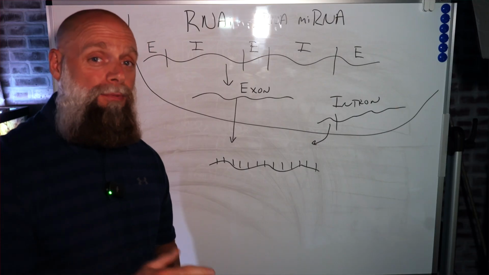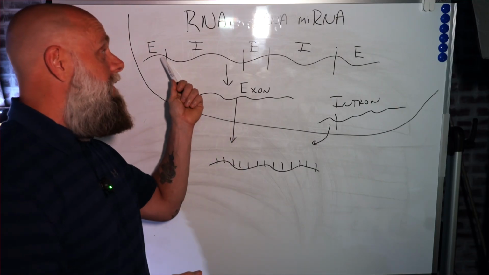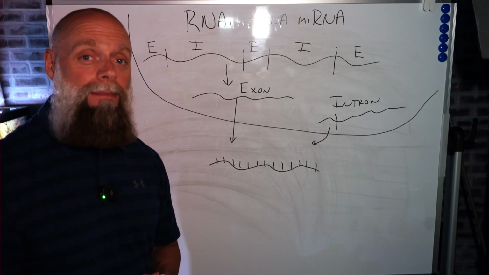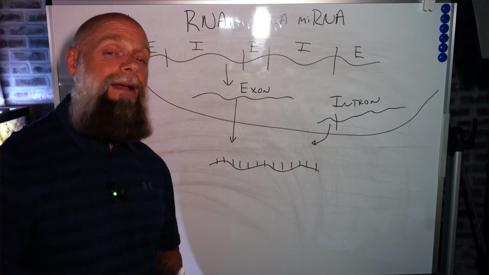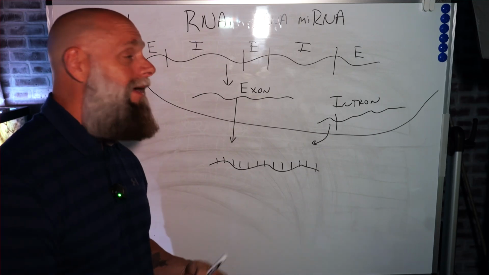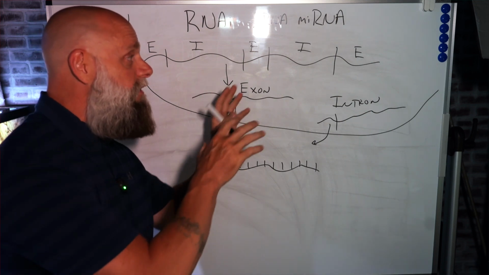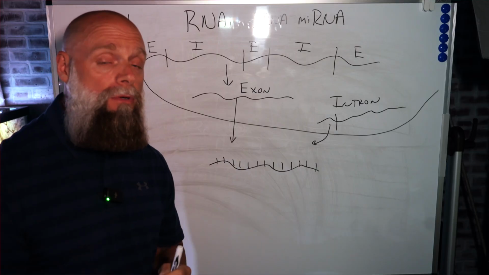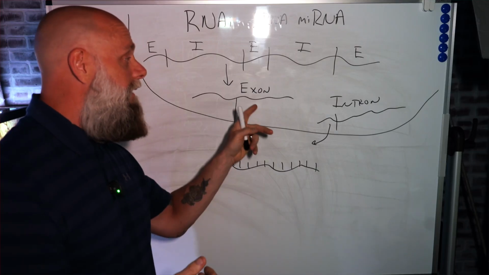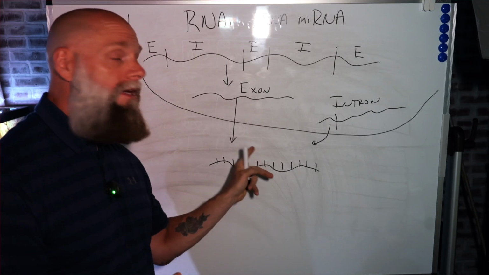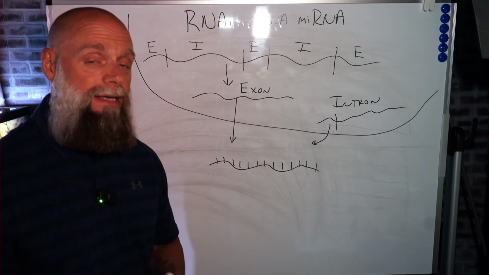Now, in a previous video, we talked about exons and introns. If you remember, the exons are expressed and we make proteins from those. The introns are not expressed. They are the parts of the messenger RNA that have to be removed before the messenger RNA can leave the nucleus and go out into the cytoplasm and be translated into protein.